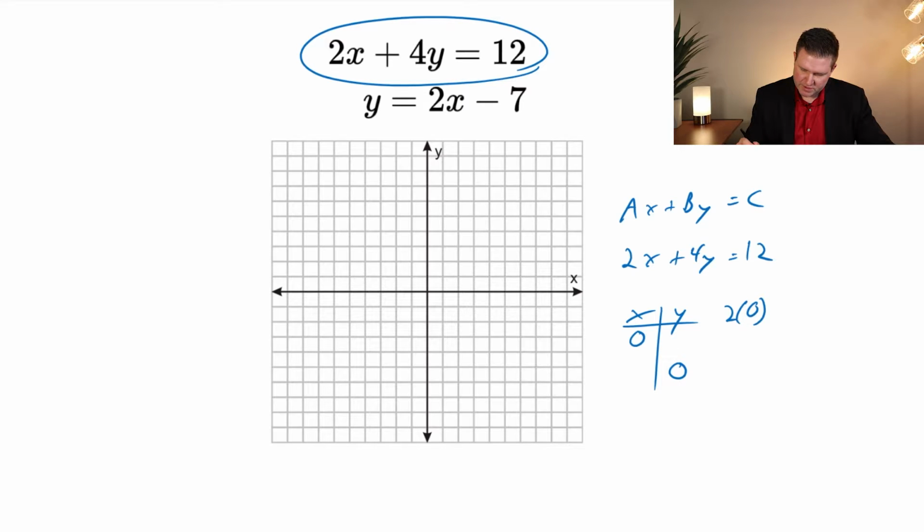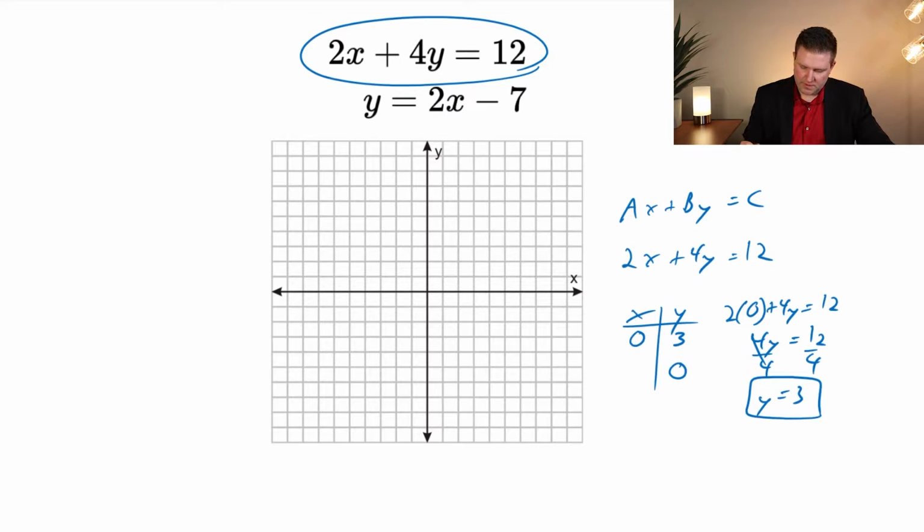So plugging in 0 for x here looks like this. You have 2 times 0 plus 4y equals 12, and then you've got 4y equals 12 because the 2 times 0 just disappears. Divide both sides by 4, and y is 3. So you've already got that the y-intercept is at (0, 3).